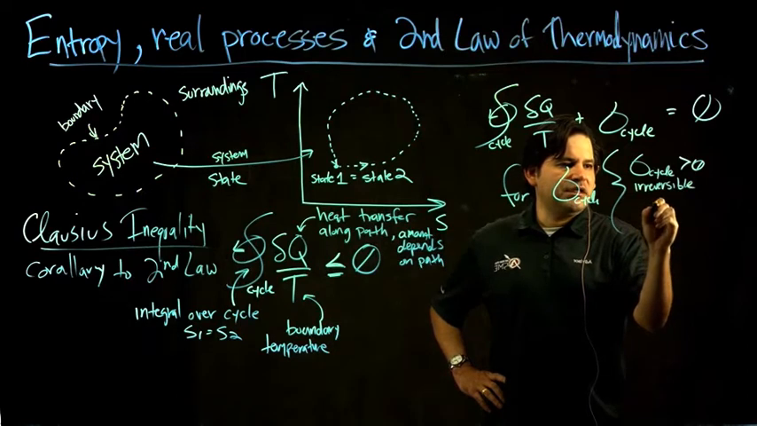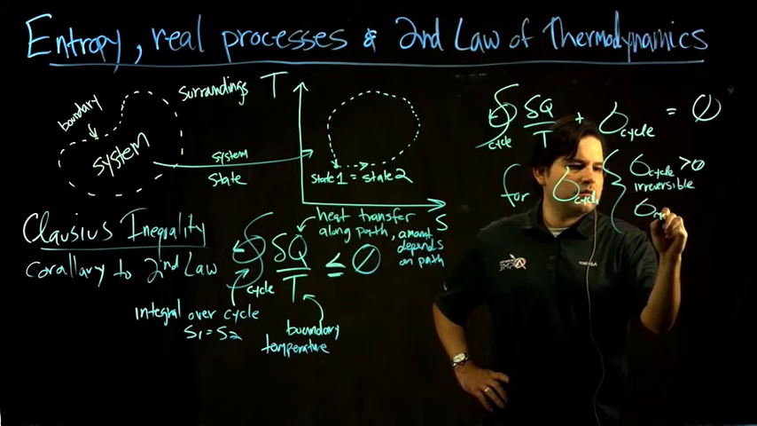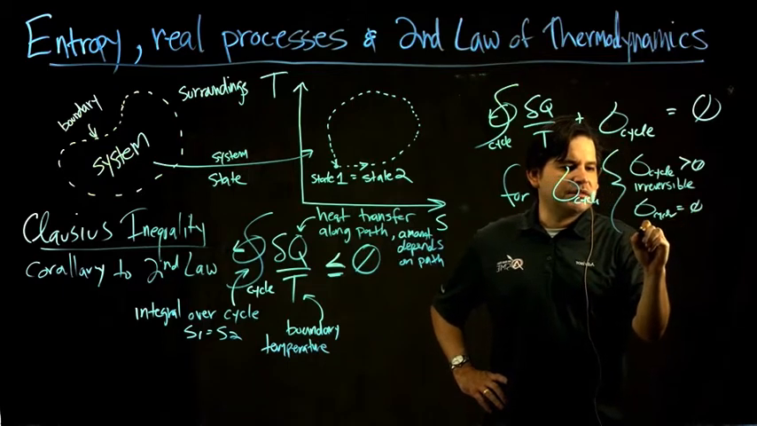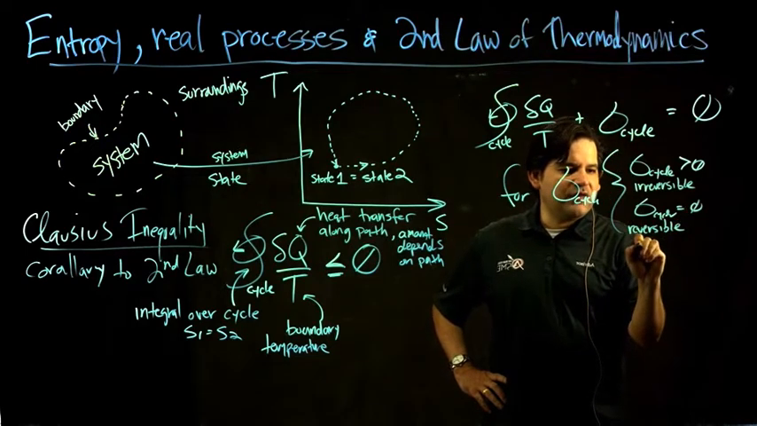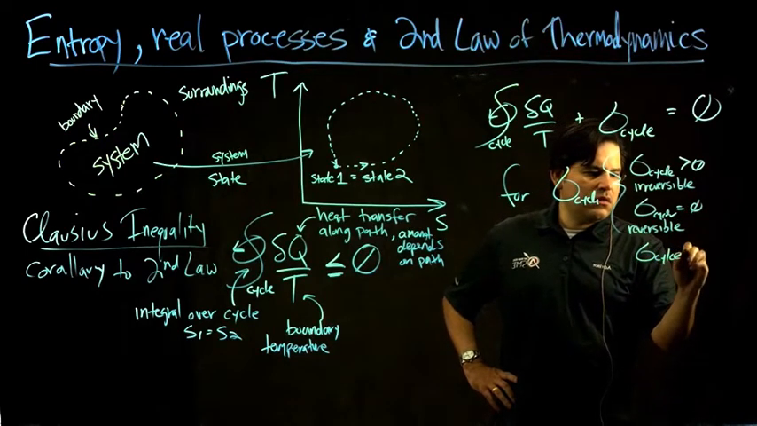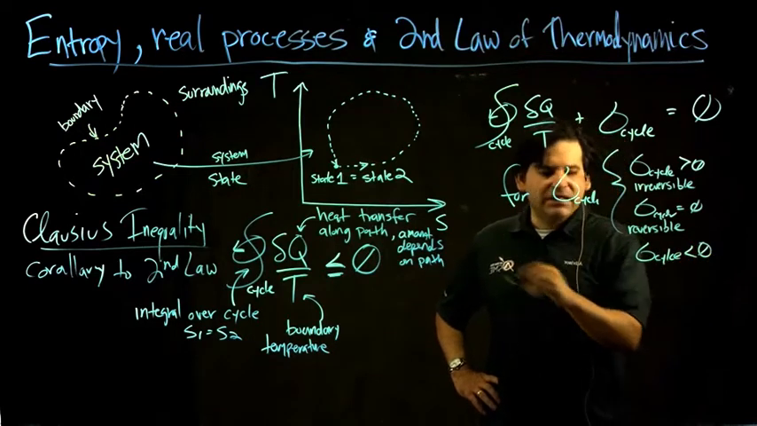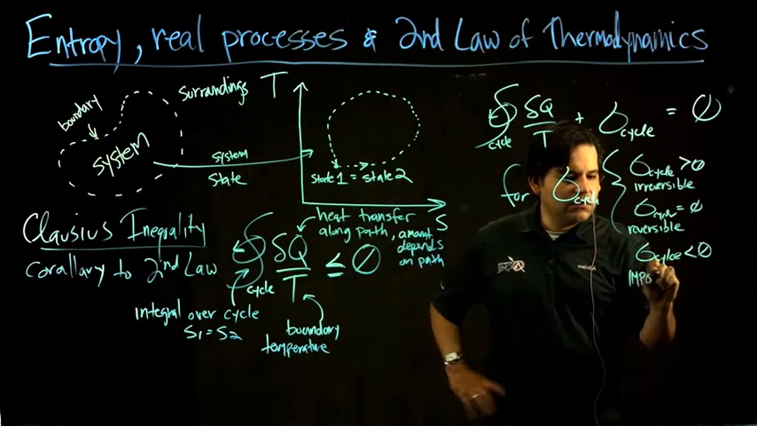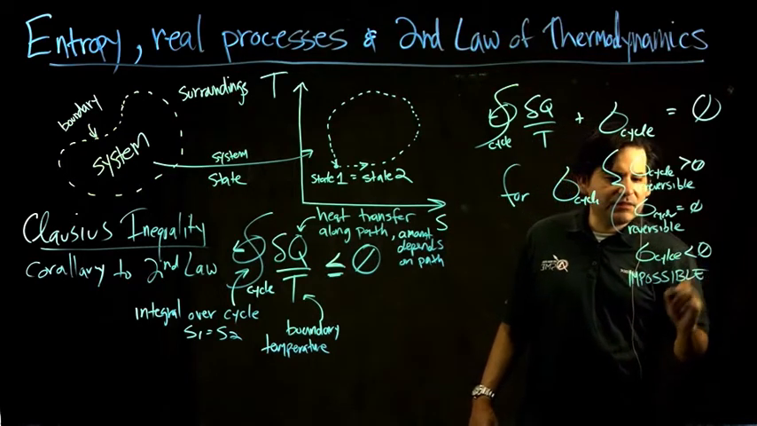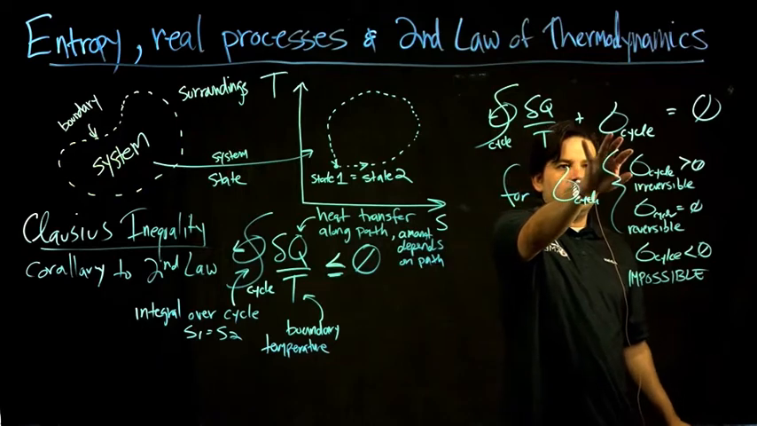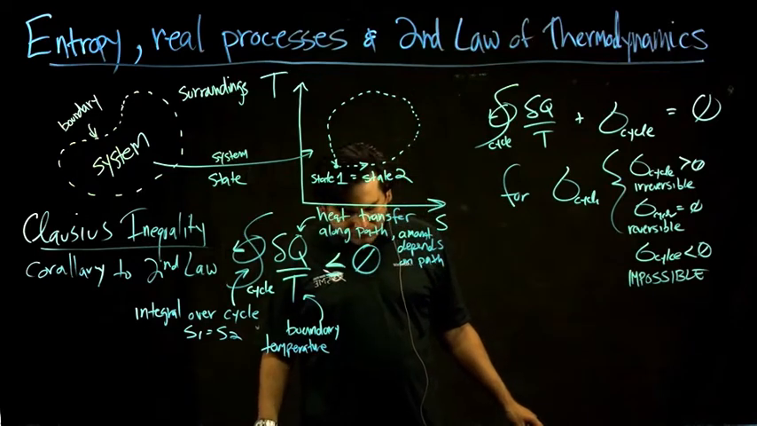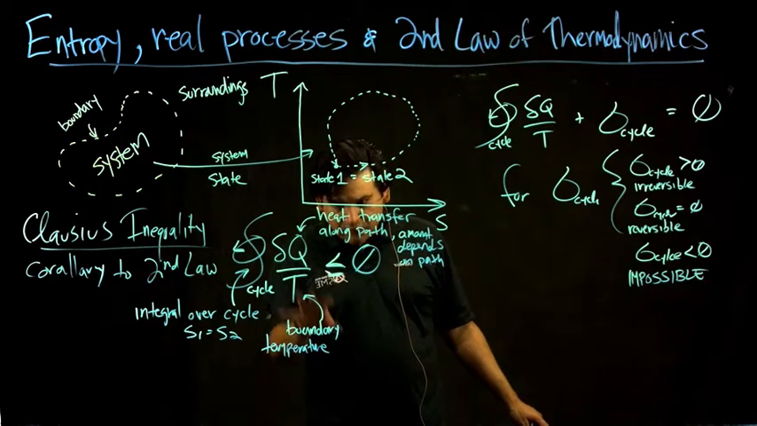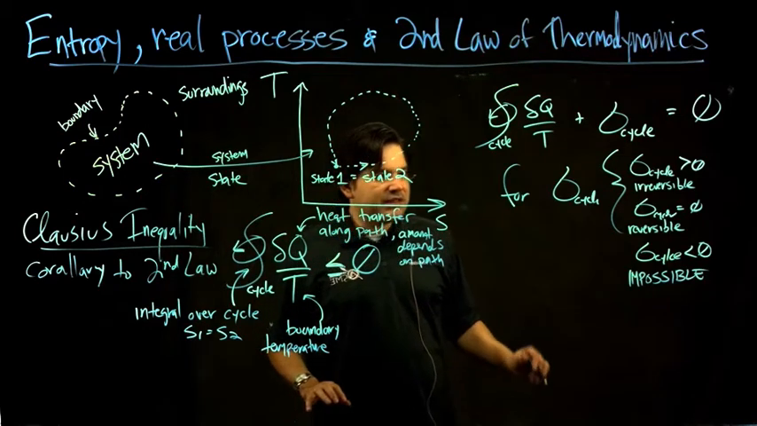If you have this equal to 0, then this is reversible. Possible, but it's a theoretical limit. And if you have this value less than 0, that's where this inequality applies. It's impossible. You violated the second law of thermodynamics because this Clausius inequality became greater than 0. You violated this inequality.